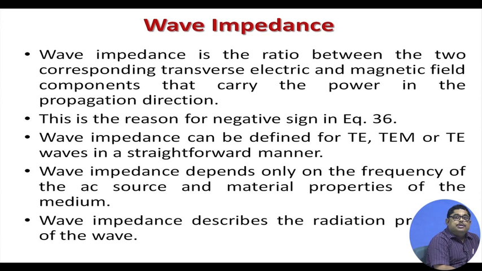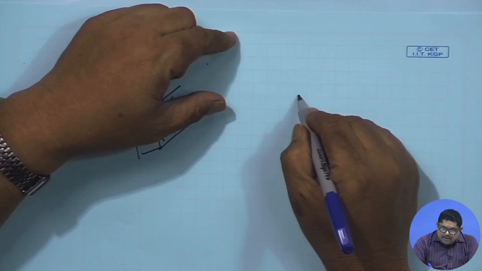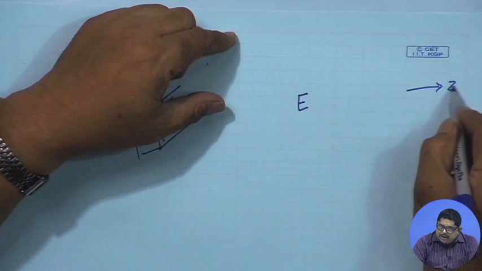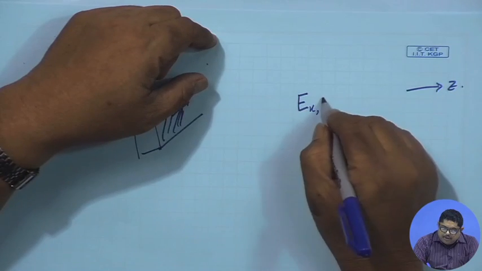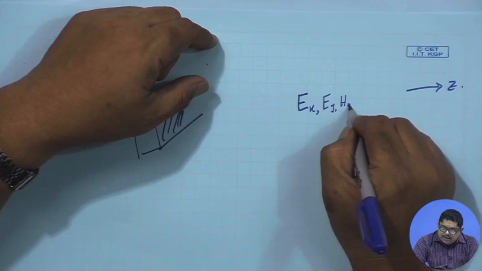Now, let us come to the concept of wave impedance, not characteristic impedance. What is wave impedance? Wave impedance is related, it is a characteristic of the wave. It describes the radiation property of the wave. It is the ratio between the two corresponding transverse electric and magnetic field components that carry the power in the propagation direction. Please understand this a bit carefully. You see, suppose the wave is propagating in z direction, and let us say that I have all these Ex, Ey, Hx, Hy component.